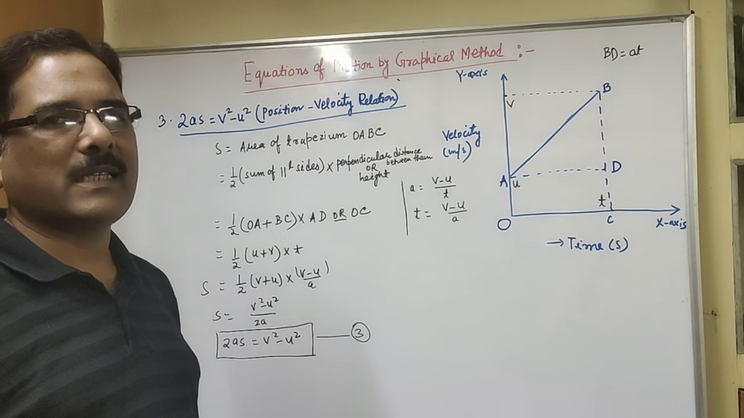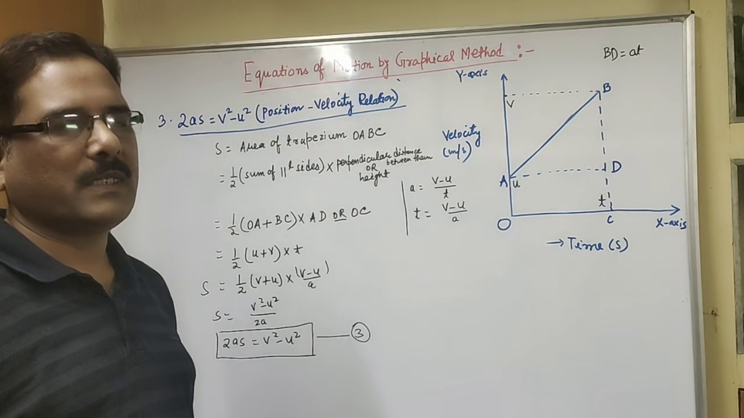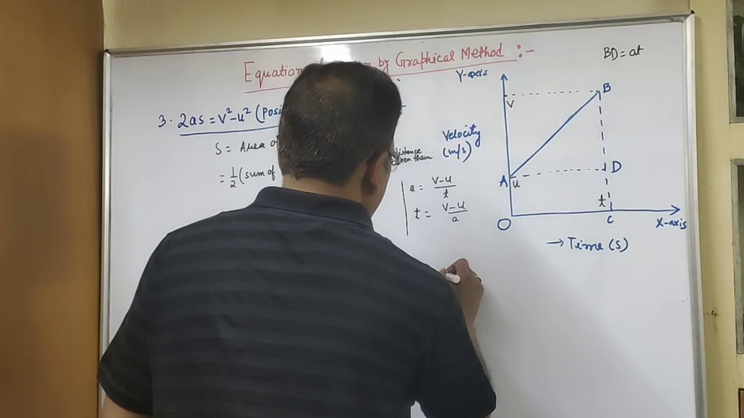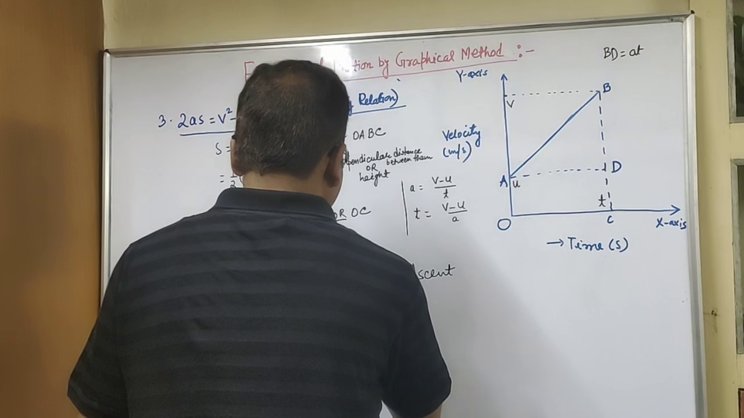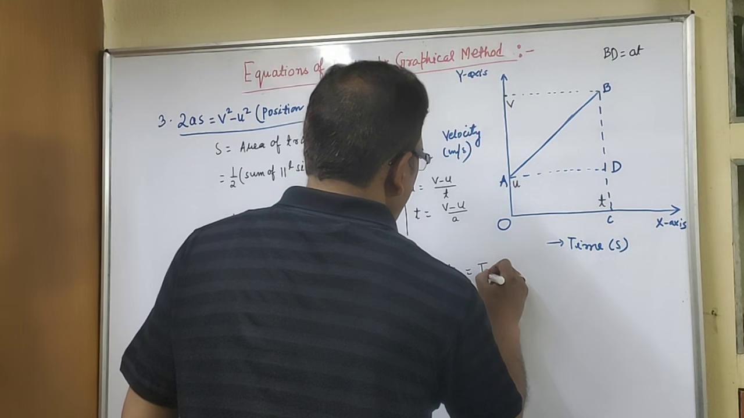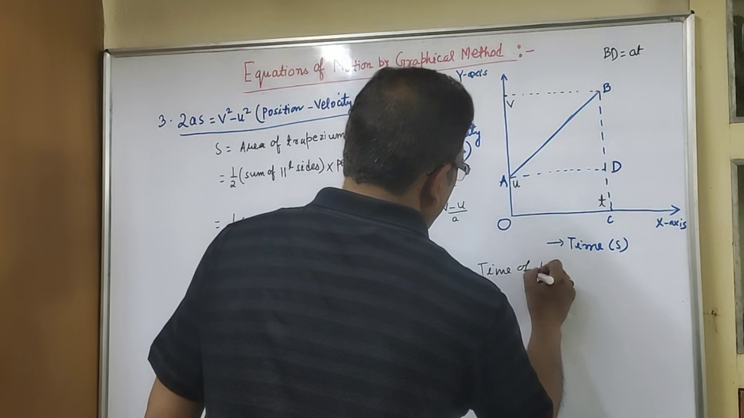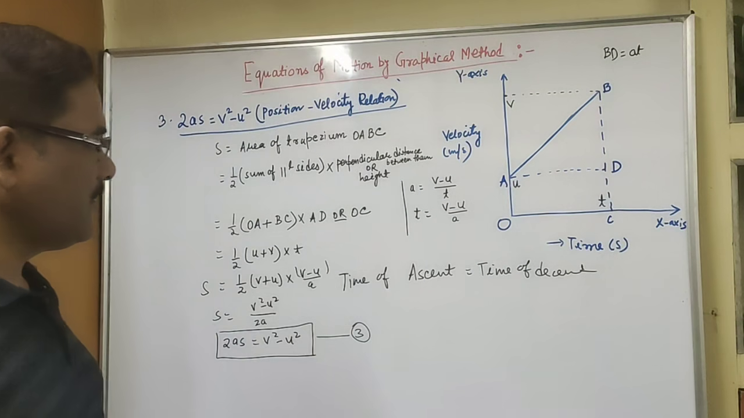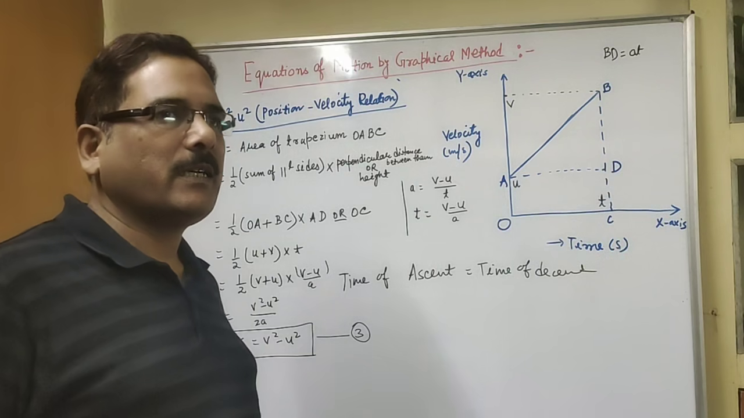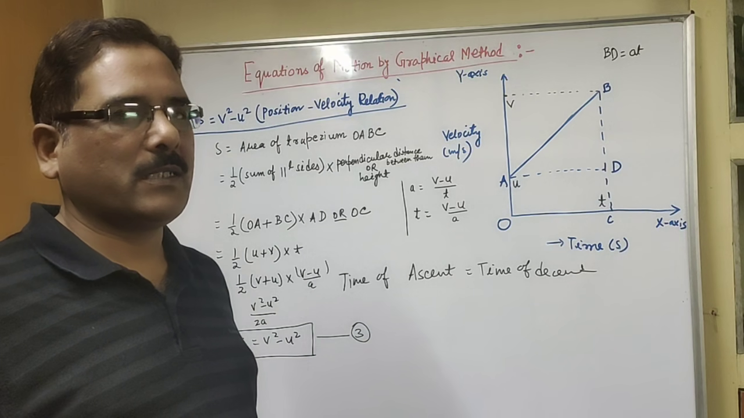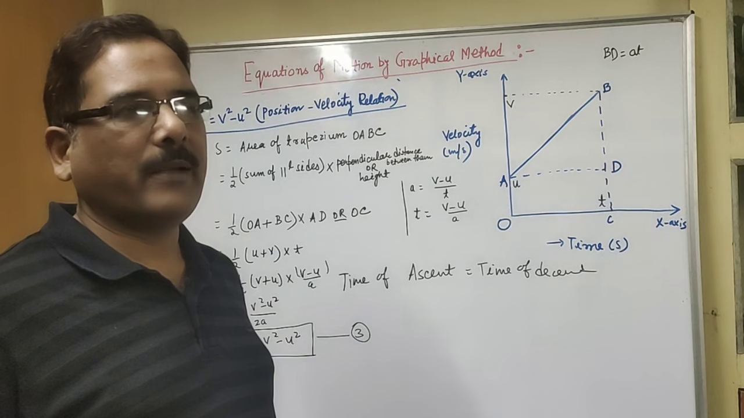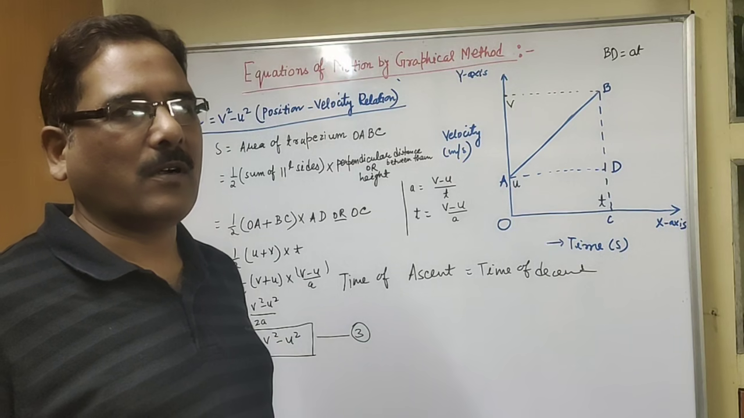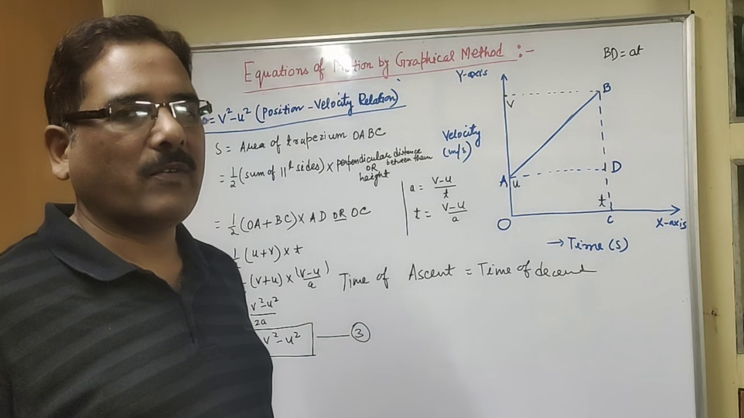Then you write time of ascent and time of descent are equal. Time of ascent is equal to time of descent. What is the meaning of it? It means, suppose you throw a ball in upward direction and it attains the height of 10 meters in 2 seconds, then it will take same time 2 seconds to fall down. So these two times are always equal.